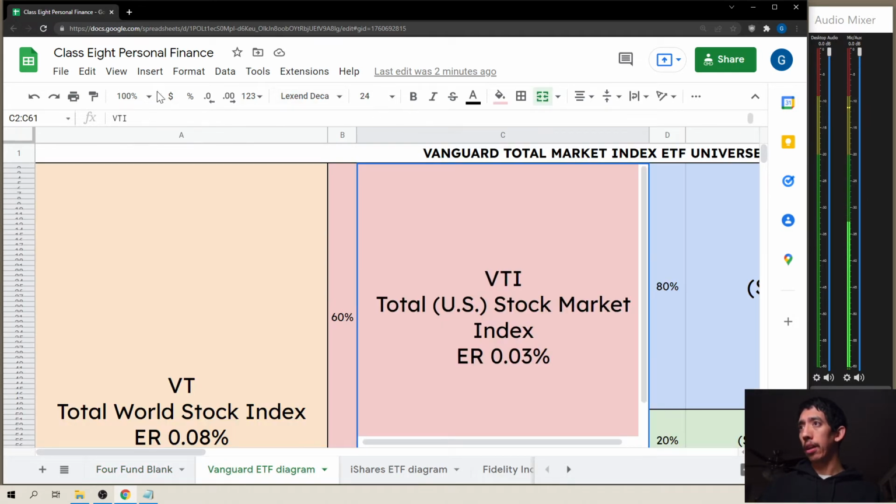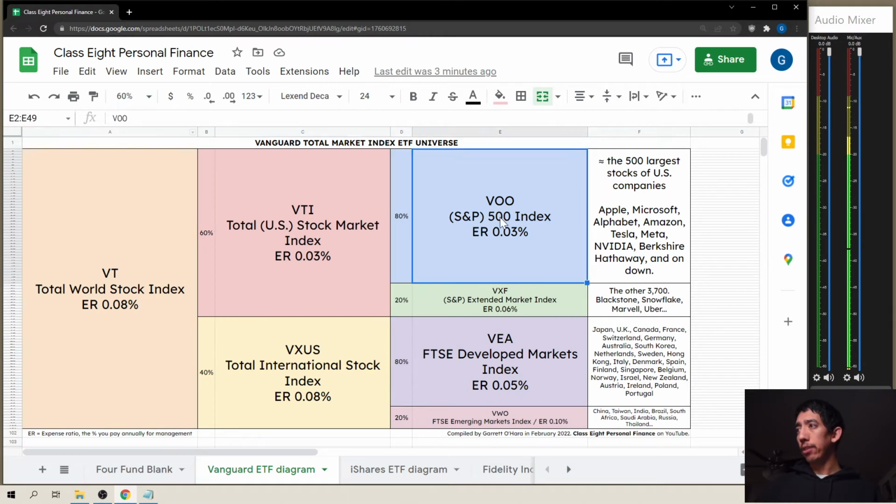Let me pull this one up here. So the S&P 500 is only this percentage, this blue block, compared to all this other stuff that's on the market. You're missing out on these mid-cap and small-cap stocks. You're missing out on this whole international chunk that's about 40% of the whole world market by going in just an S&P 500 index fund.